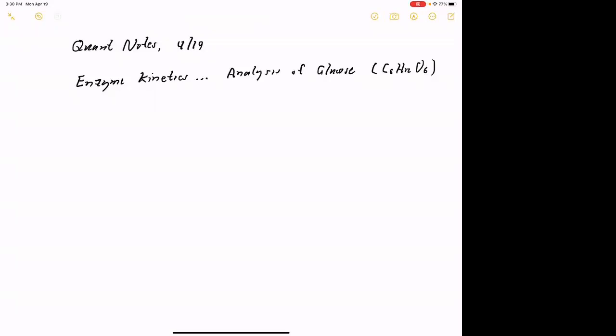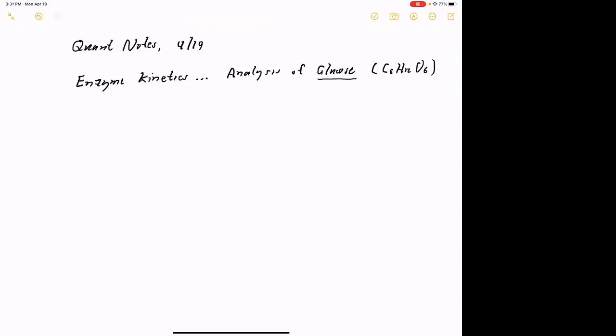All right, so what I want to do today is introduce the lab that we're actually going to do tomorrow. It's a one and done lab like the last few that we've been doing, and it's an Enzyme Kinetics Lab. What we're going to be doing is two things. We're going to analyze glucose. In this case, glucose, which is a simple sugar, is going to be our analyte of choice. That's what we're going to be looking for in our unknown.